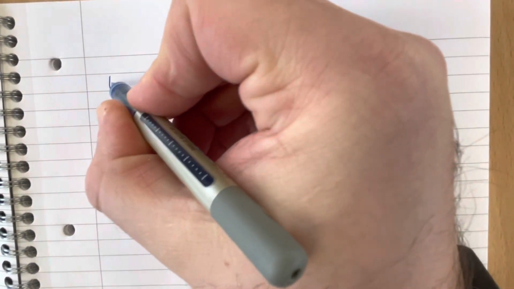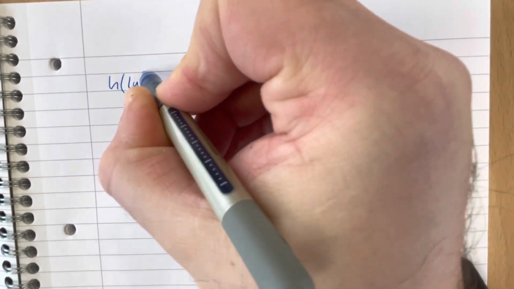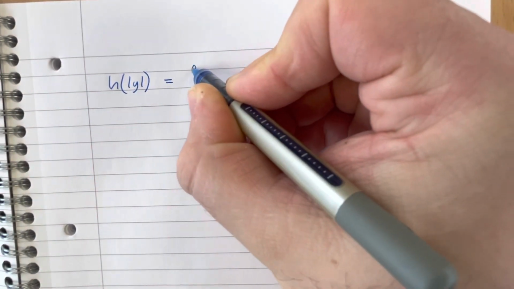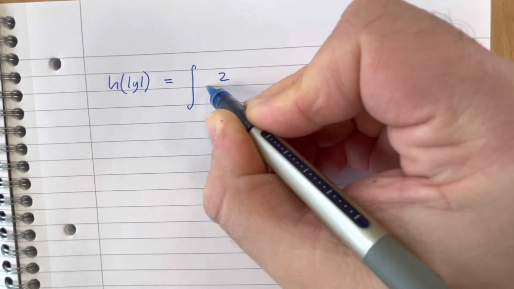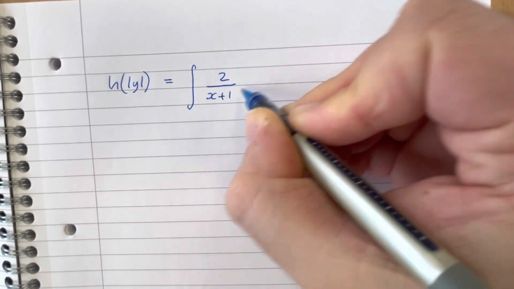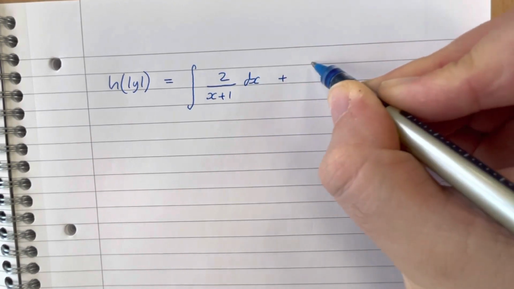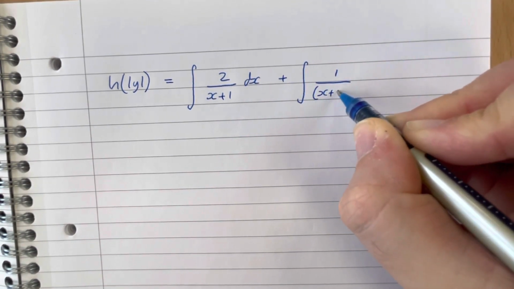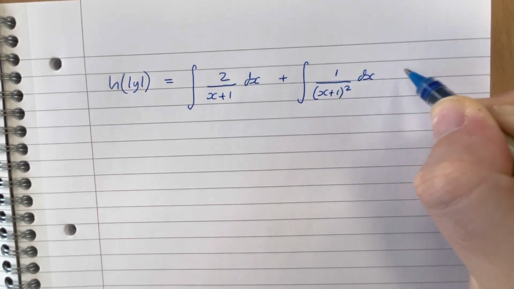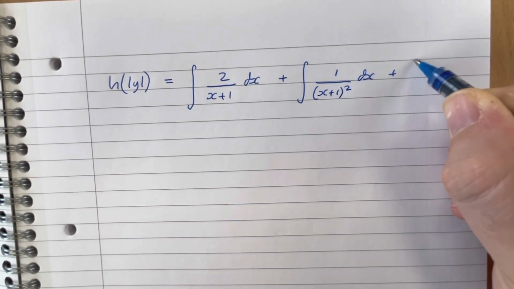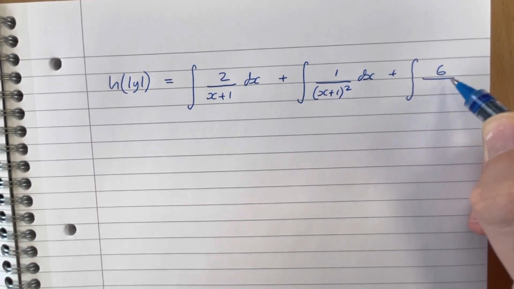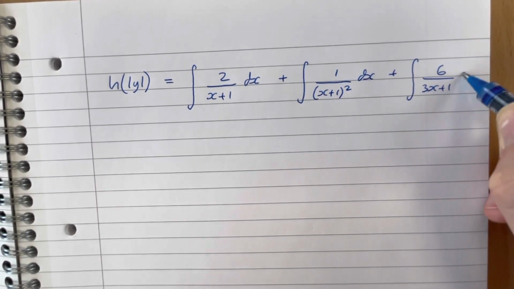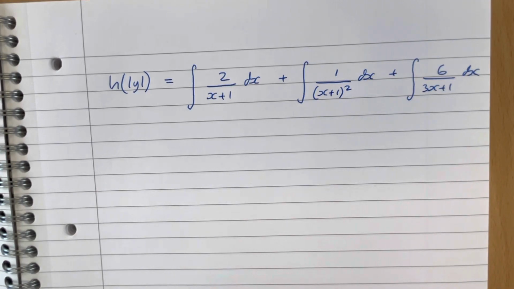We know the left-hand side was already the natural log of mod of y. And the right-hand side is now going to be these 3 integrals, which was the integral of 2 divided by x plus 1 dx, plus the integral of 1 divided by x plus 1 squared dx, plus the integral of 6 divided by 3x plus 1 dx. Okay, so now we can tackle this because we can do each of those integrals separately.